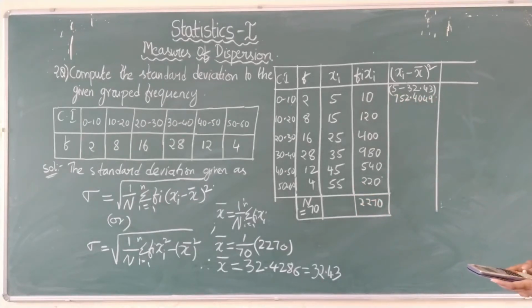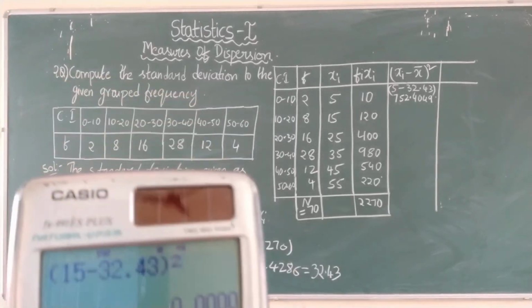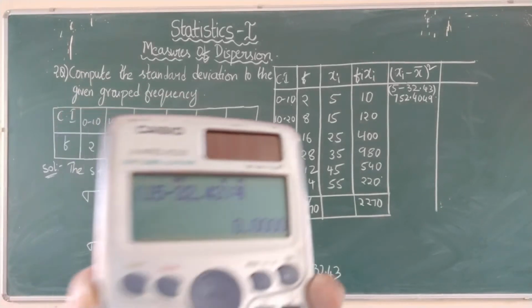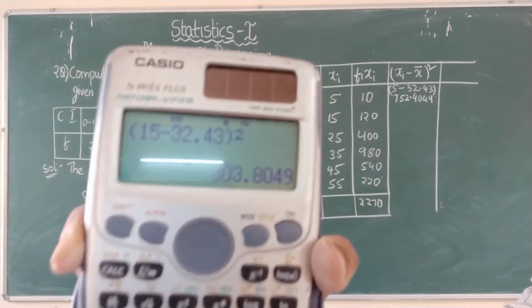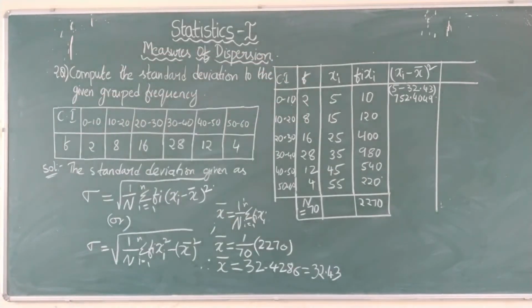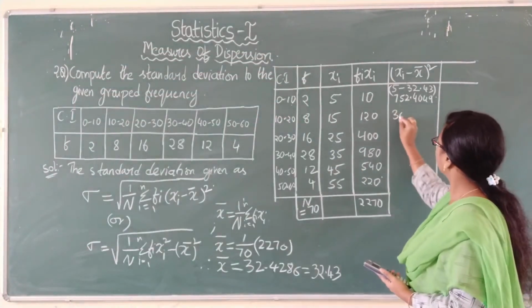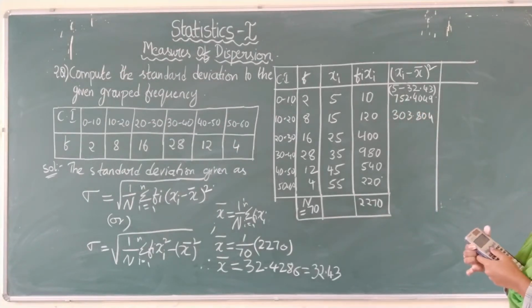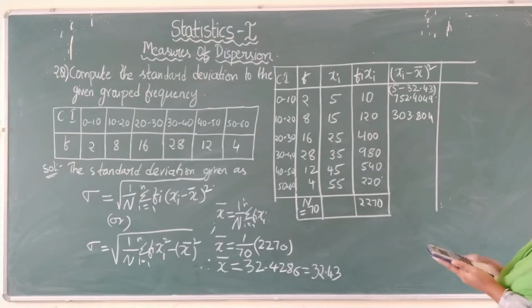Next xi value is 15. So 15 minus 32.43 whole square. How will you do this? Like this, you write the formula: 15 minus 32.43 whole square. The answer is 303.804. Next, in place of 15, you change the value to 25. So the answer is 55.20.